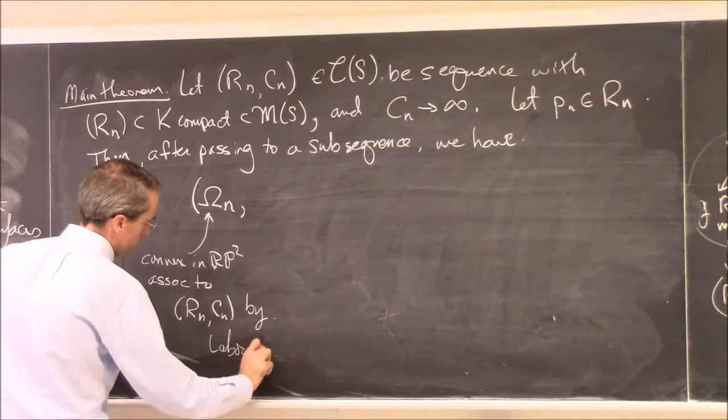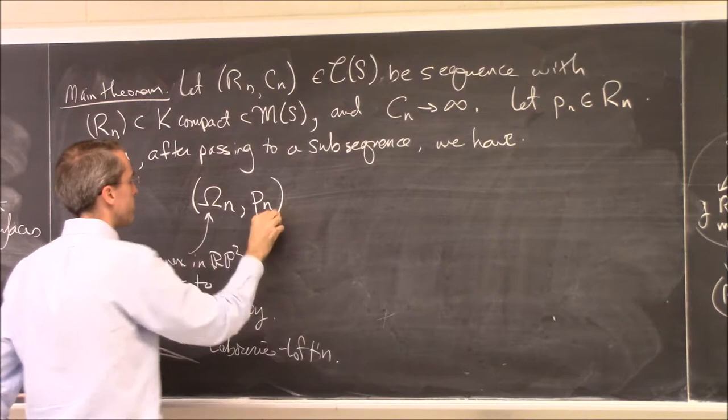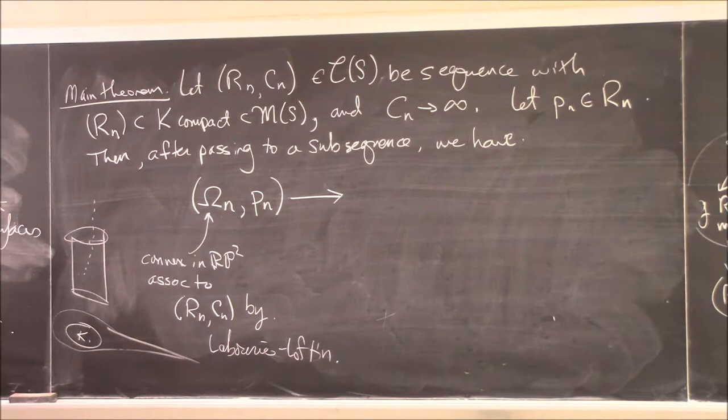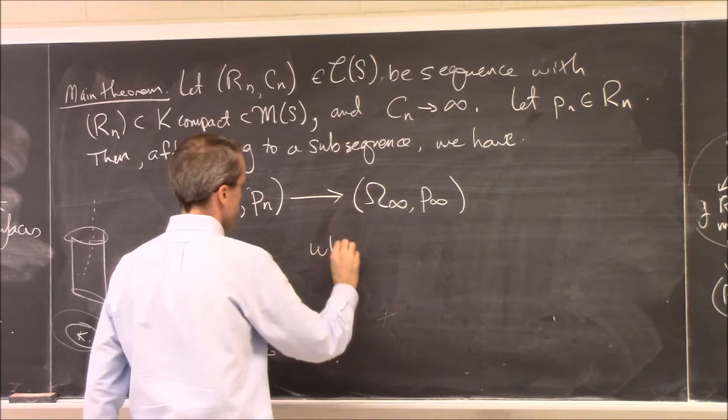If we consider that not just as a domain in RP2 with no extra data, but as a domain with a marked point, omega n, Pn, then this sequence of pointed convex sets in RP2 converges to omega infinity, P infinity, where omega infinity is a convex polygon.